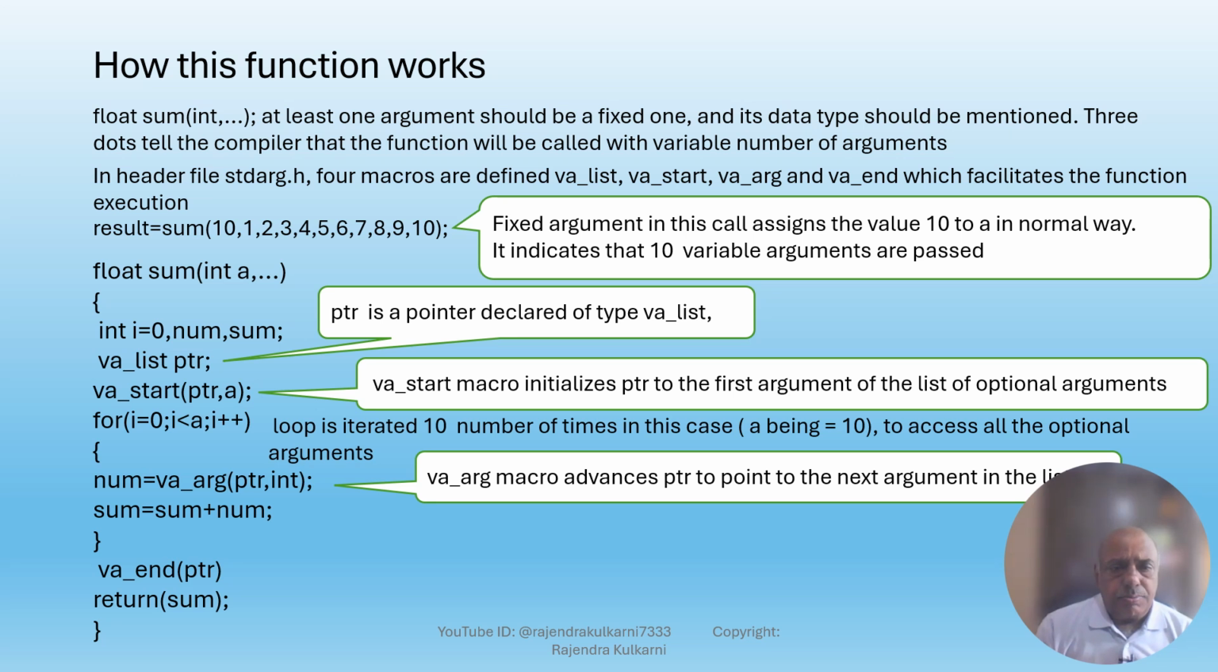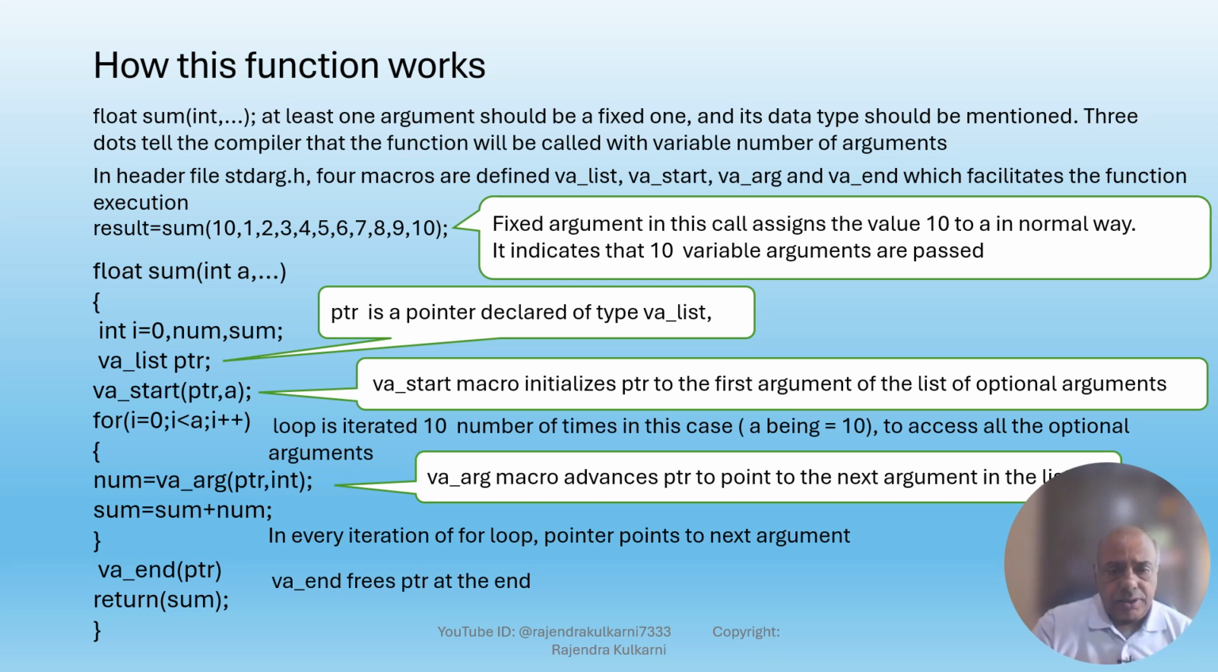In this case, the loop is iterated 10 times because a is equal to 10, and this accesses all the optional arguments when the loop ends or terminates. In every iteration of the loop, the pointer points to the next argument. va_end frees the ptr before the function terminates.